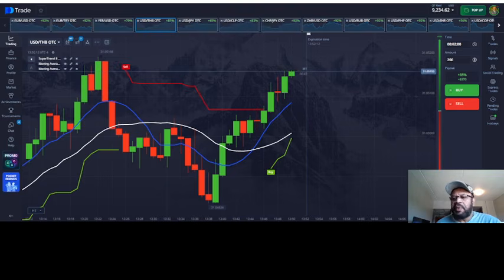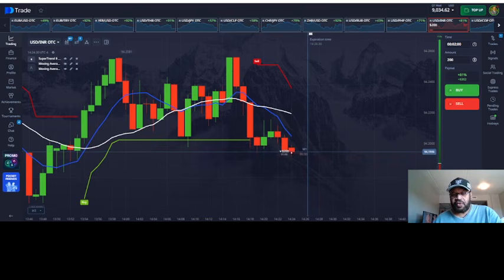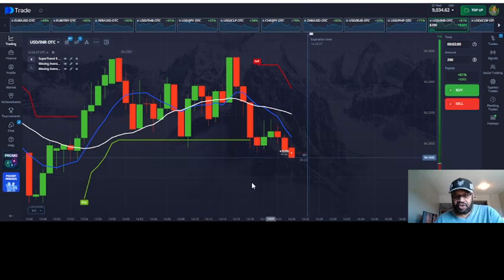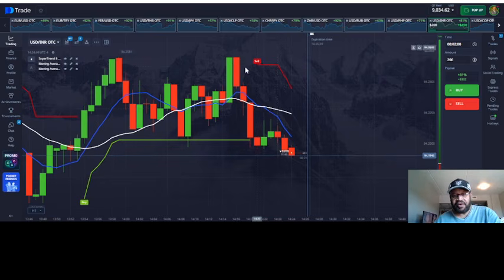Okay, so I'm back on the USD INR OTC pair, and I just took a short here at this level. The reason I took the short is, first of all, we have the cross of the blue fast SMA and the slow SMA at this level. And then the SuperTrend indicator printed a sell signal around the same time.